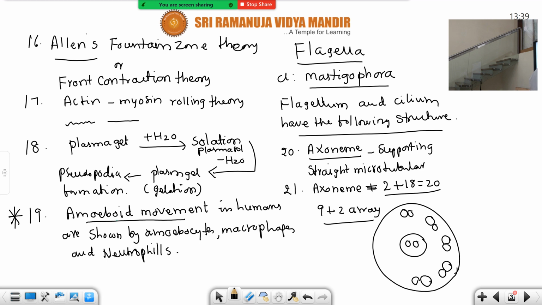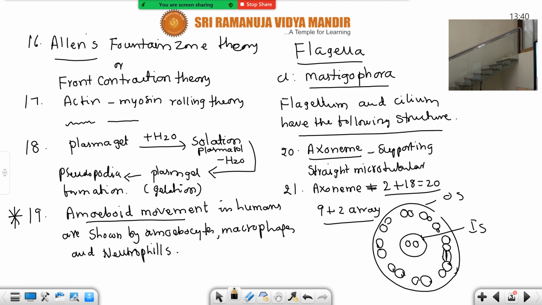Out of these 9 peripheral doublets, the outer one, the A doublet, is the smaller, complete one, and the inner one, the B doublet, is the larger, incomplete one. Why is it complete? Because the dynein arms arise from it. So you have to draw one more here, making a total of 9. These are the 9 peripheral doublets, with the outer sheath and the inner sheath, and from the A doublets these dynein arms arise.